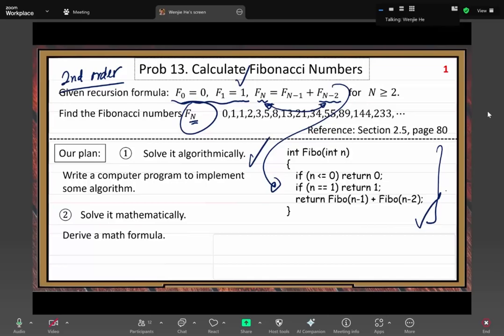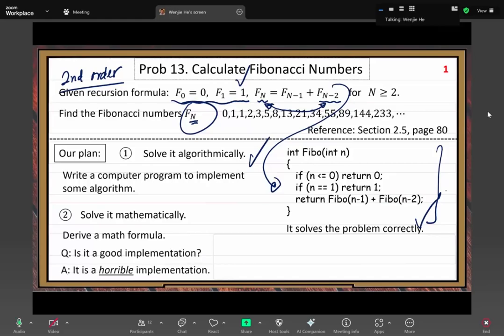How do we see it? We need to look at that. Here I give you the answer. It's a horrible implementation. That means extremely slow. How slow? Extremely slow. Exponentially slow.